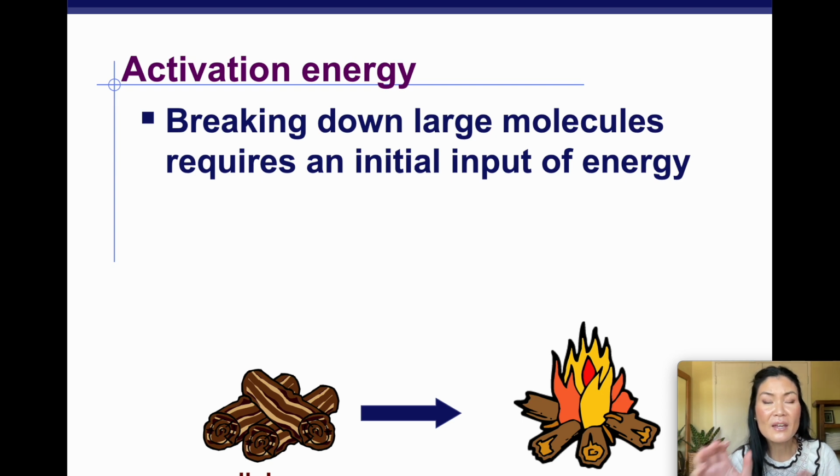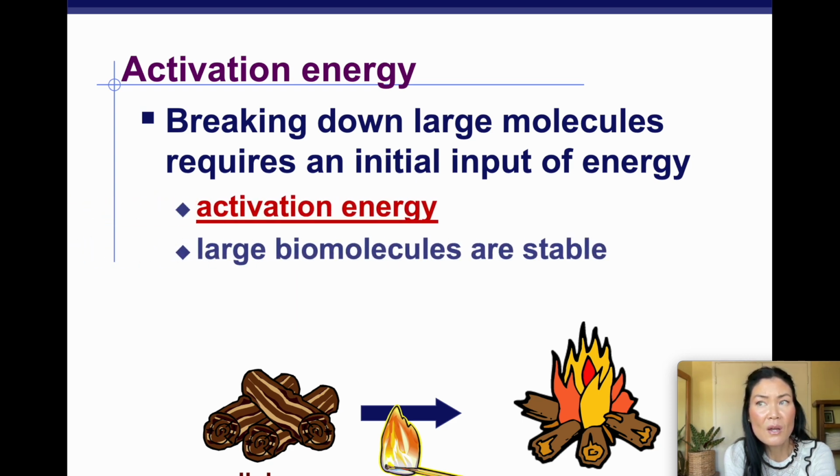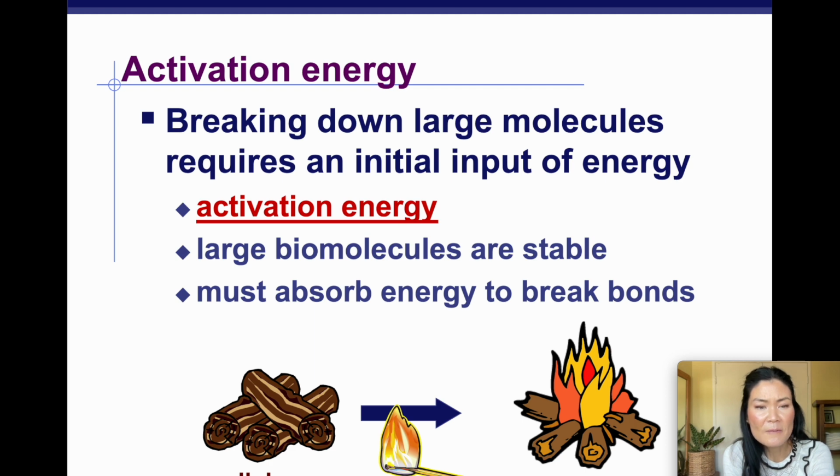So that energy that hydrogen peroxide needs to gain in order to turn into water and oxygen gas, that hill that you saw in that graph, that's what we call activation energy. Activation energy is the initial input of energy that's required to break down the hydrogen peroxide into water and oxygen gas. Those molecules have to absorb energy in order for those bonds to break.